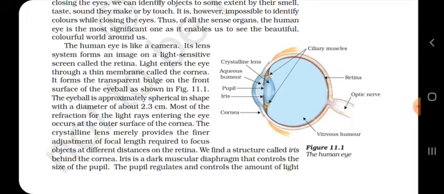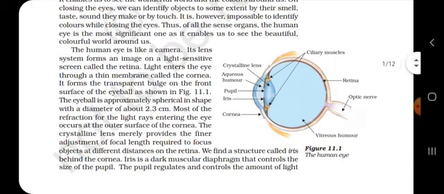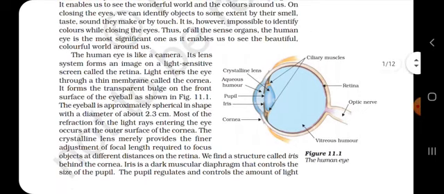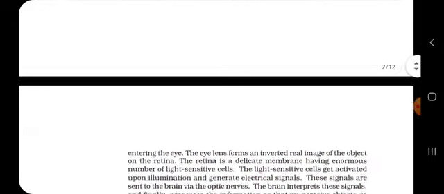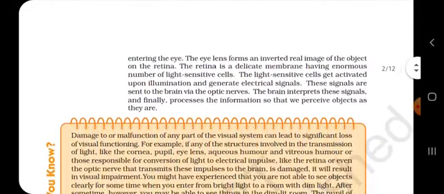There is also another thing known as the iris behind the cornea. The iris is a dark muscular diaphragm that controls the size of the pupil, and the pupil regulates and controls the amount of light entering into our eyes. I hope you are clear with this.